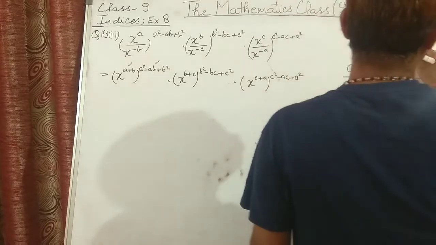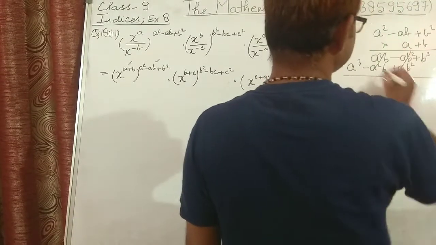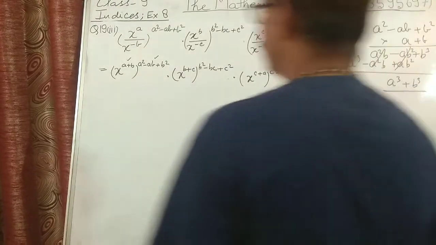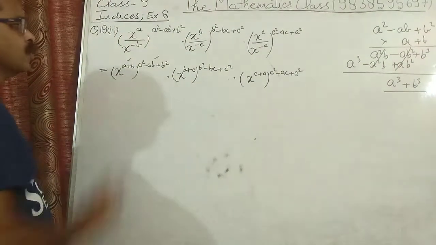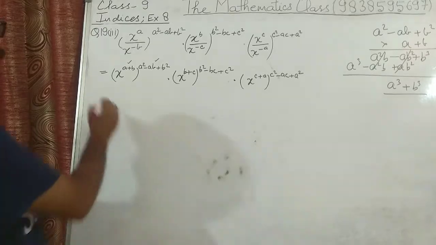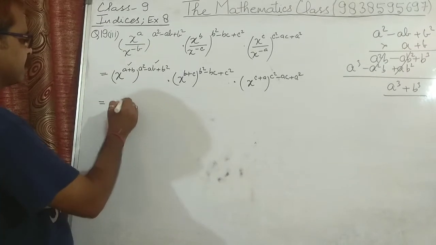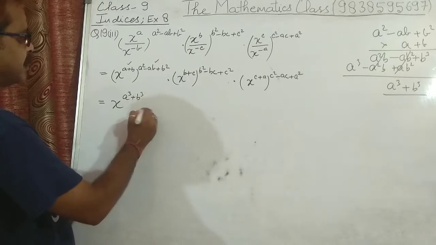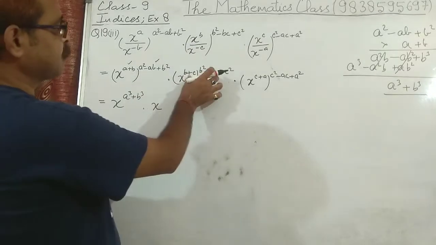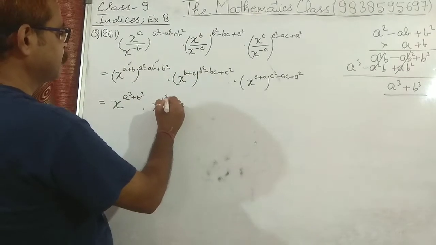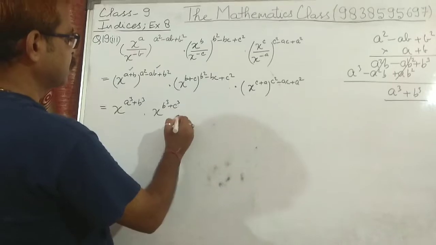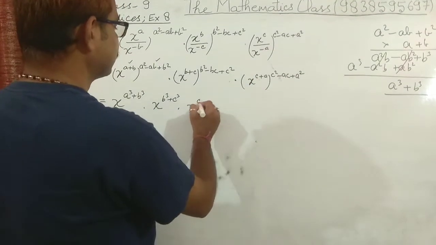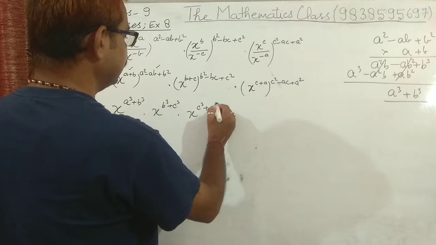When you solve them, the minus and plus cancel. What is left? A cube plus b cube. So after multiplying these two, we are getting a cube plus b cube. So we can write x to the power (a cube plus b cube) into x to the power (b cube plus c cube) when you multiply them again, into x to the power (c cube plus a cube) if you multiply this and this.